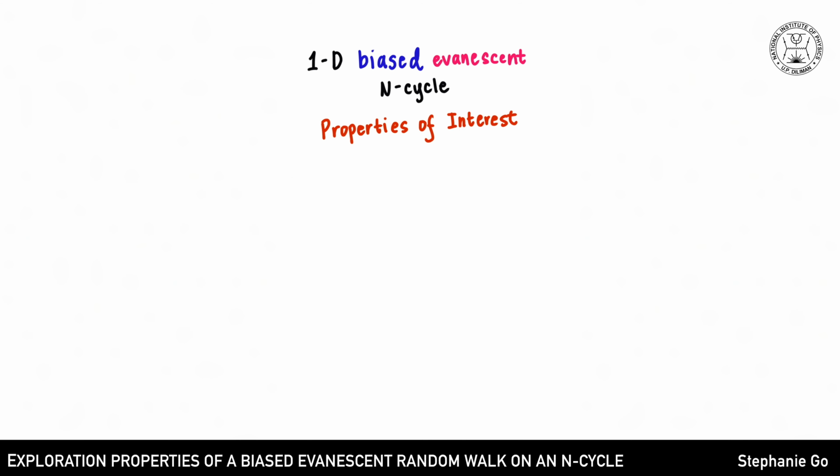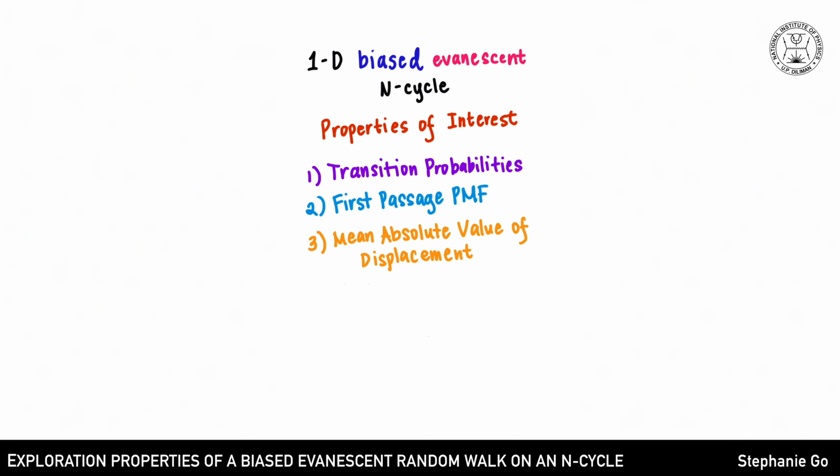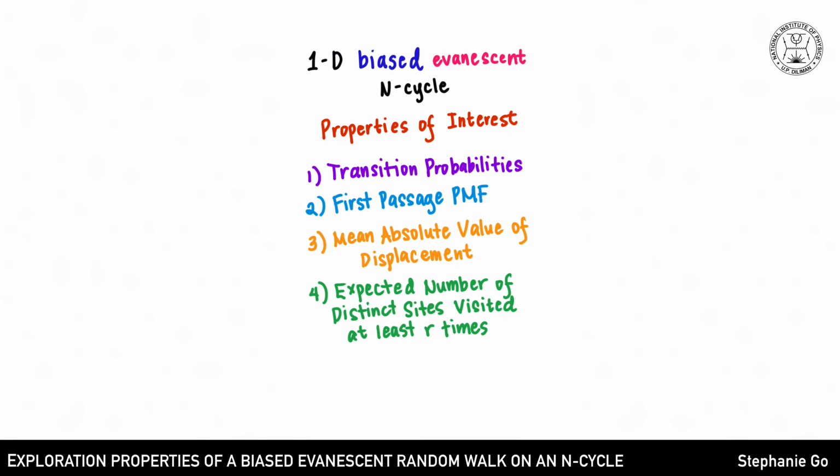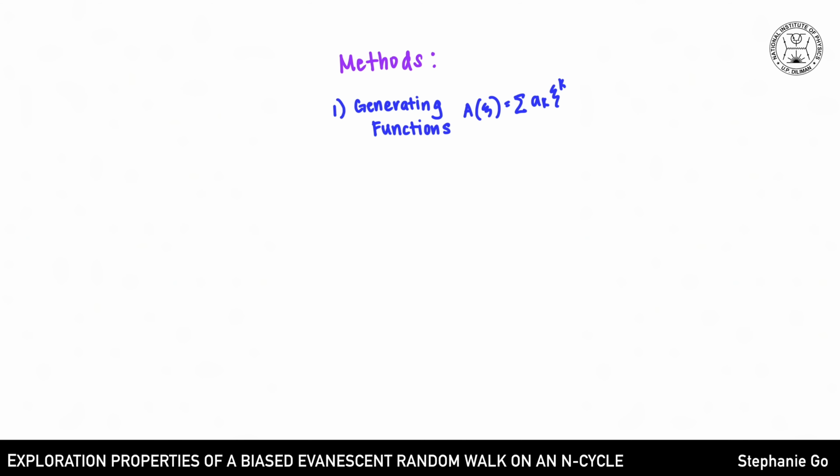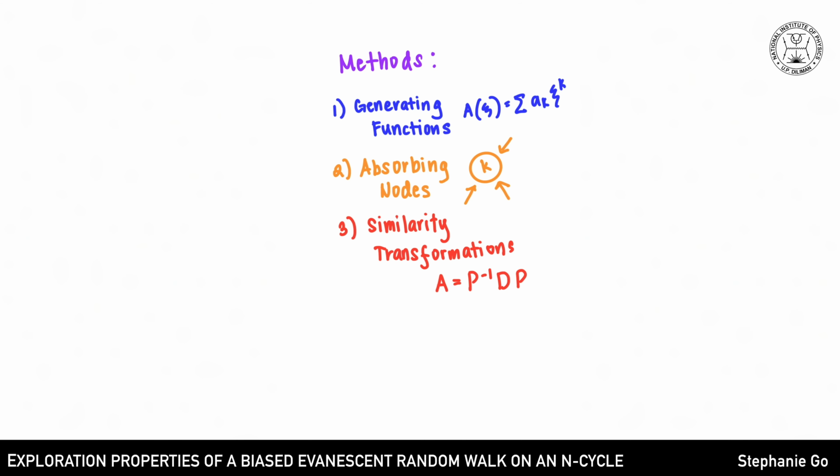There are many properties we can study in a random walk. The properties we will study are the transition probability, the probability mass function of first passage time, the mean absolute value of displacement, and the expected number of distinct sites visited at least r times. The methods we will be using are generating functions, absorbing nodes, and similarity transformations. So here are the preliminary results.